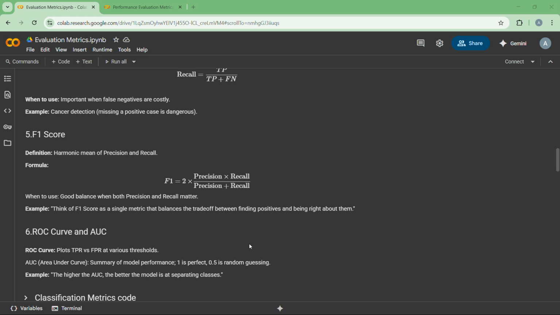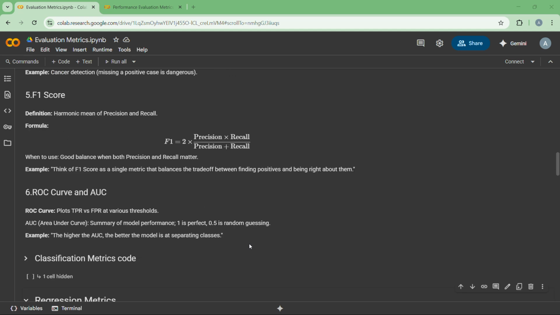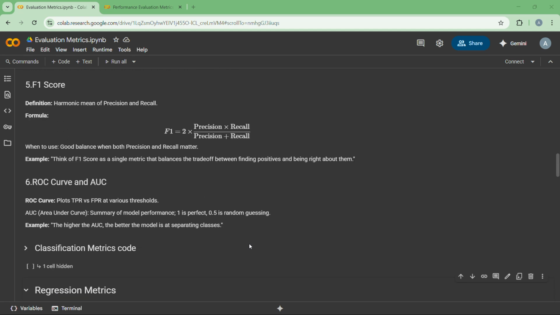Fifth one, F1 score, the harmonic mean of precision and recall. Formula: F1 equals 2 times precision times recall divided by precision plus recall. When to use: a good balance when both precision and recall matter. Think of the F1 score as a single metric that balances the trade-off between finding positives and being right about them.